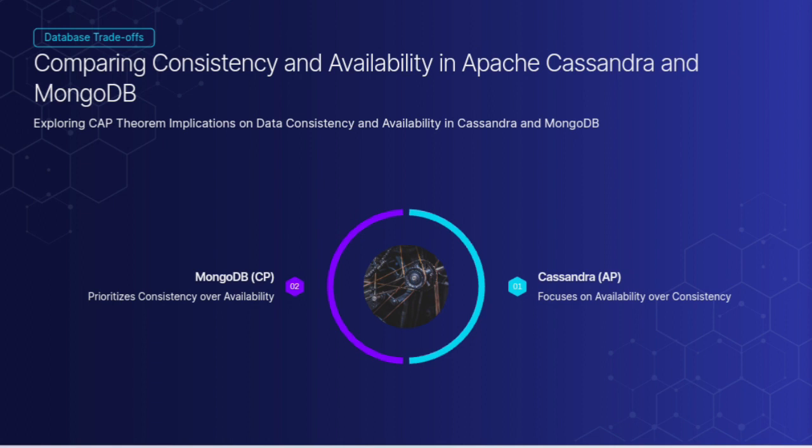Now comparing consistency and availability in Apache Cassandra and MongoDB. Consistency models. Apache Cassandra offers tunable consistency levels ranging from strong consistency to eventual consistency. Its default is eventual consistency, ensuring high availability and low latency for read and write operations. It supports quorum, local quorum, each quorum, and all consistency levels for fine-grained control over consistency versus performance.